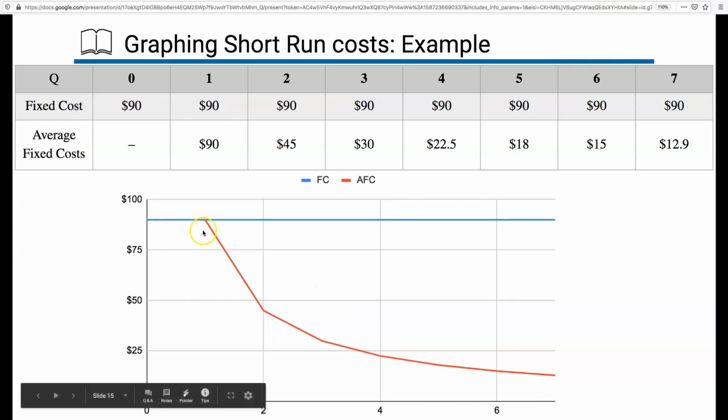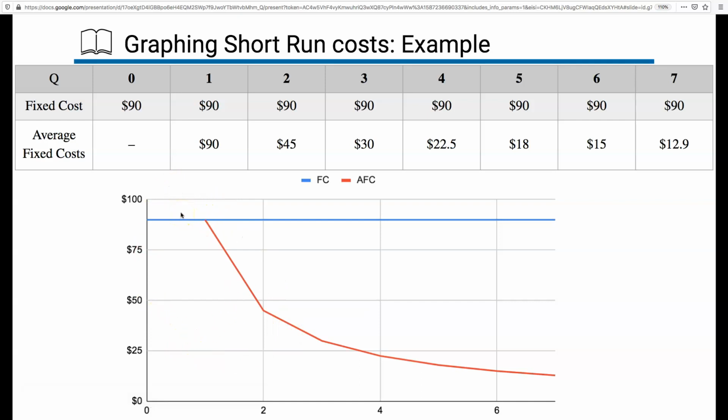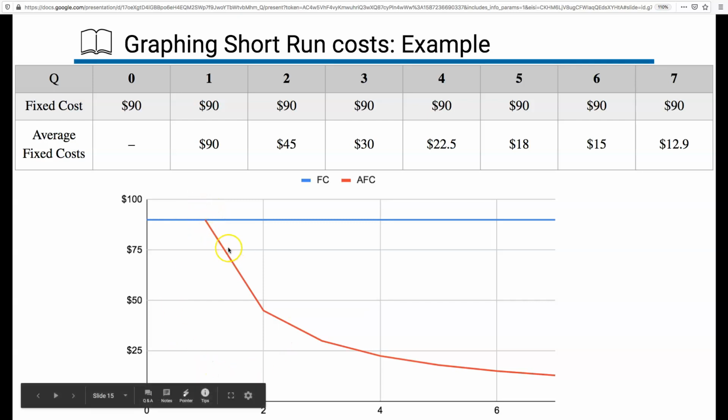So let's remember that. Average fixed cost will be large when the production is small, because we have to attribute the whole amount of fixed cost to just several units produced. But it will be decreasing as the output increases. So average fixed costs will be decreasing and fixed costs will be constant.